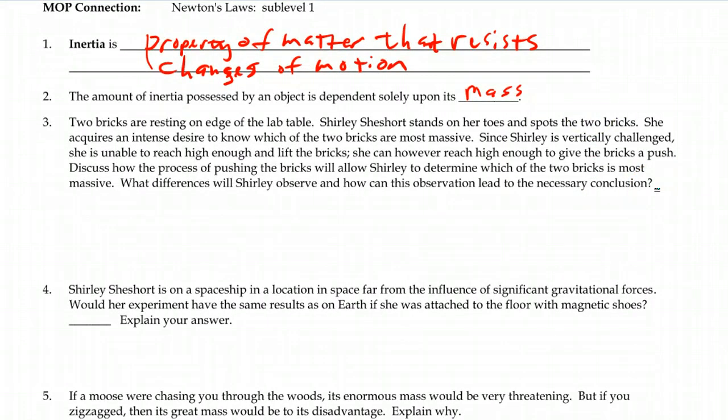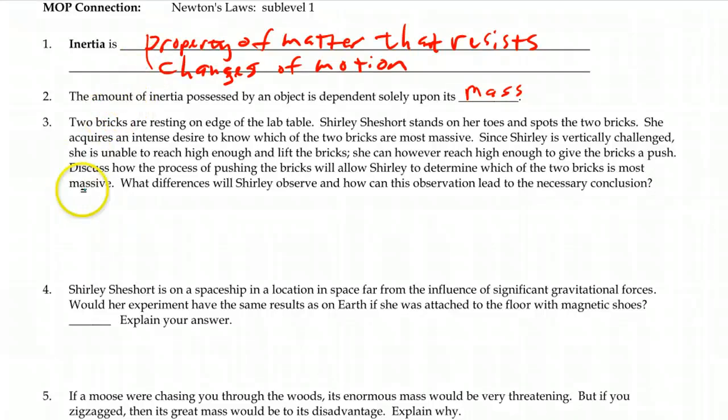If you have two bricks and you want to figure out which one is more massive, one of the simplest tests is to apply equal forces and see which one changes its state of motion the most. So Shirley here is going to, she can't lift the bricks to figure out which one's the heavier one, or therefore the more massive one here on the face of the earth. But she's going to push the bricks.